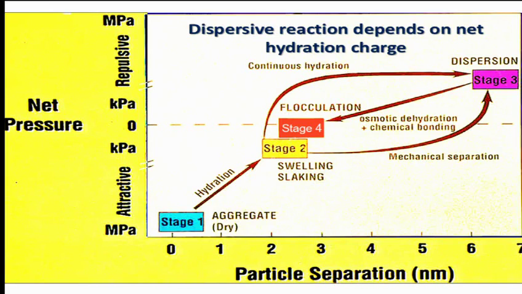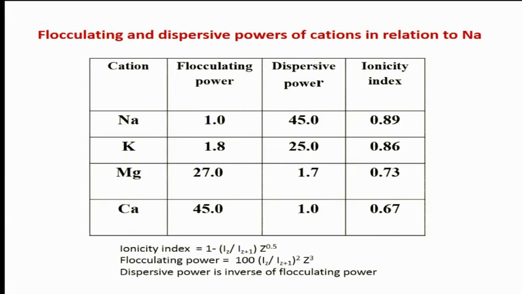When you add flocculating levels of concentration of cations or some other flocculating agents, then there is an osmotic dehydration, and the chemical bonding helps in bringing the particles together and making them aggregates. On the basis of the ionicity index, we also thought that flocculating and dispersing powers are different. Even though the degree of ionicity is an indication of hydration reaction, the dispersion takes place on the basis of the dispersive power of the cations, and the flocculation takes place on the basis of the flocculating power of cations.